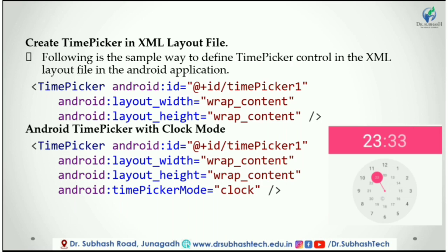First is Android time picker with clock mode. We can define the Android time picker to show the time in clock format by using the android:timePickerMode attribute. Following is the example of showing the time picker in clock mode. The above code will return the time picker like shown in figure. If you observe the above result, we got the time picker in clock mode to select a time in hours and minutes based on our requirement.